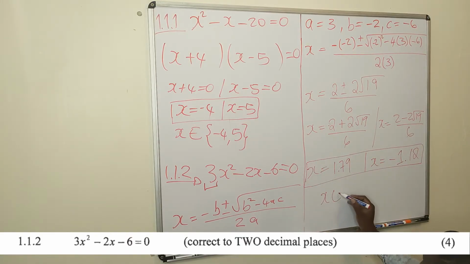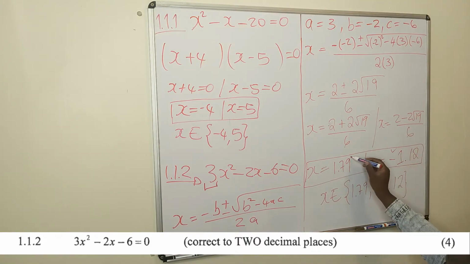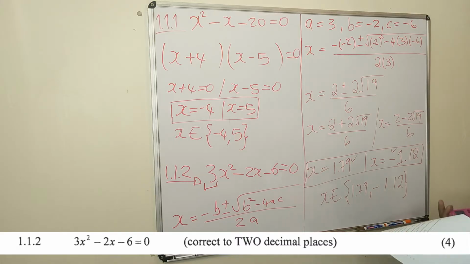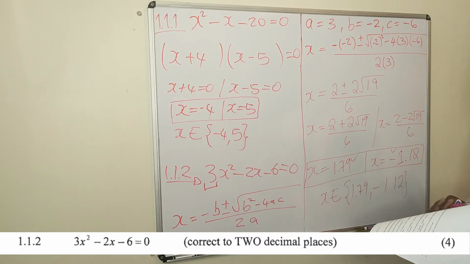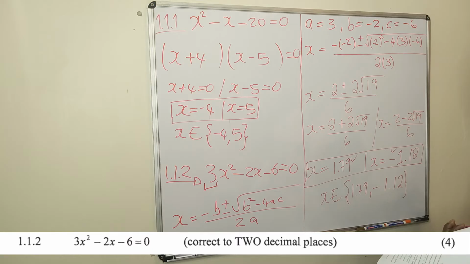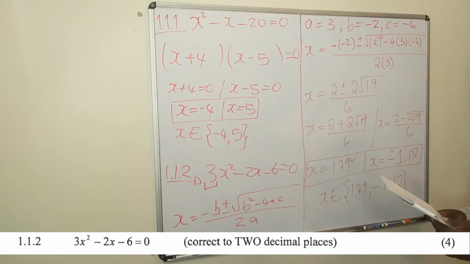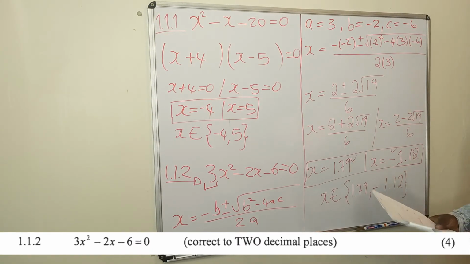So your x is in this set: 1.12 and minus 1.79. These are your solutions. So you're done with 1.1.2. I hope this is clear. I will clean the board and then we'll go to 1.1.3.